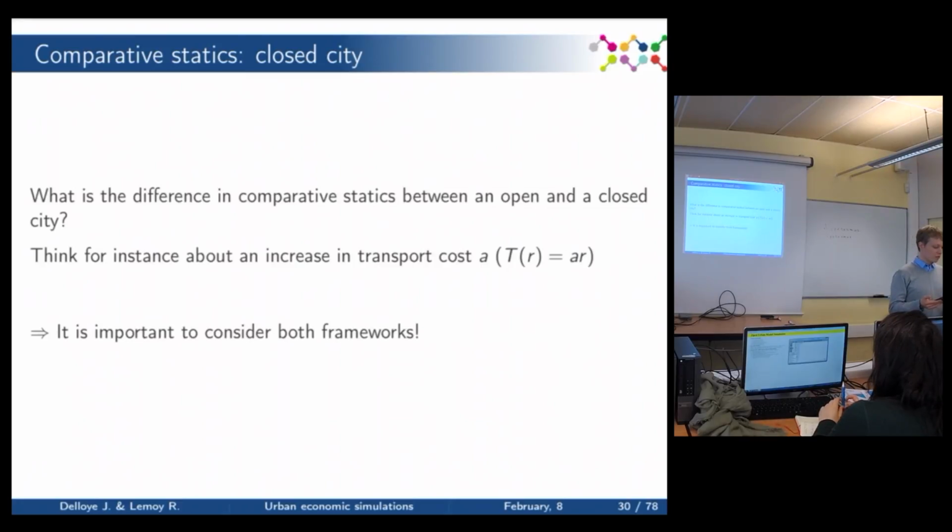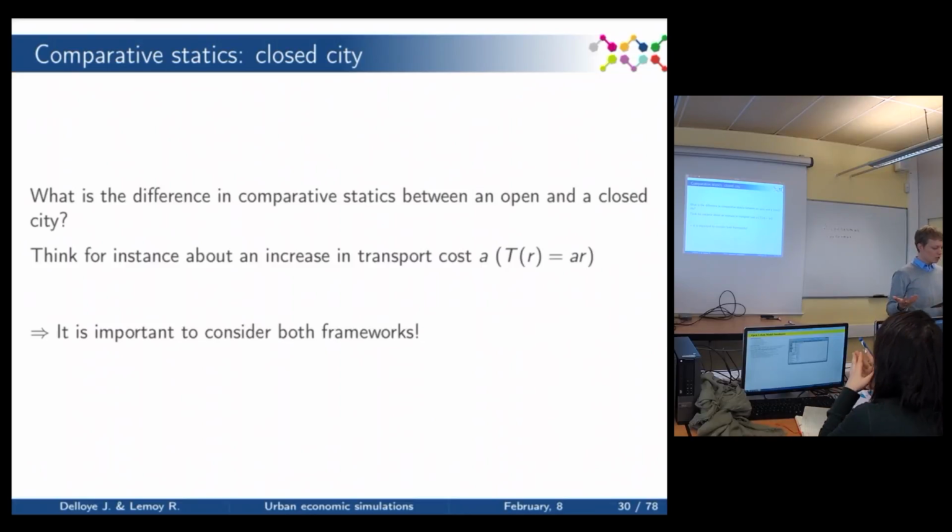So we discussed it before. What's the difference then in comparative statics? Comparative statics is what we have been doing so far, changing one parameter at a time and looking at the outcome and the results. So what is the difference if you change, for instance, the transport cost between what we have been doing in the open city and in the closed city model?